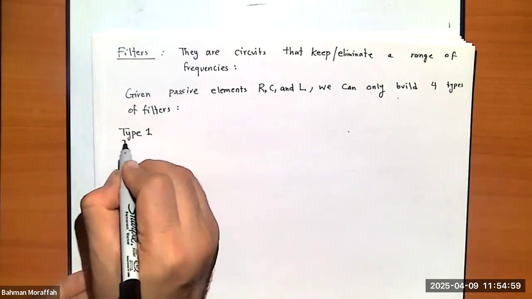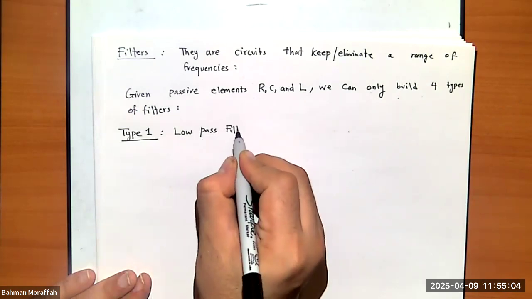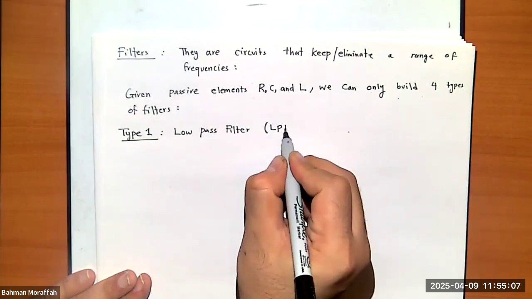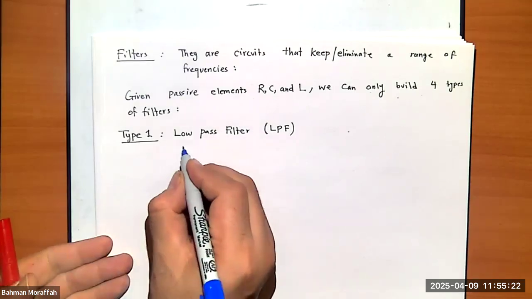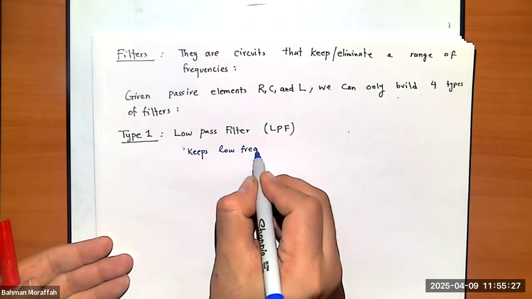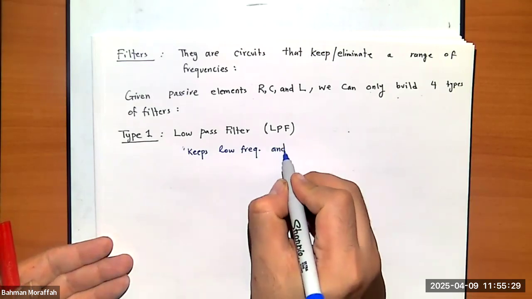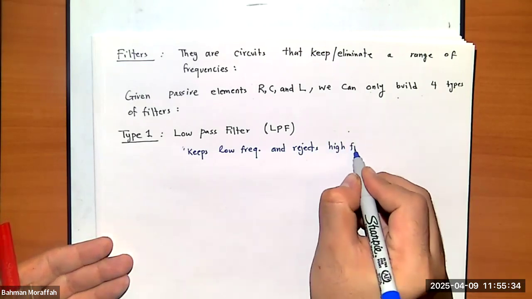Type 1 is a low pass filter. Which, as the name suggests, keeps all the low frequencies and rejects all the high frequencies. Right? So it keeps low frequencies and rejects high frequencies.